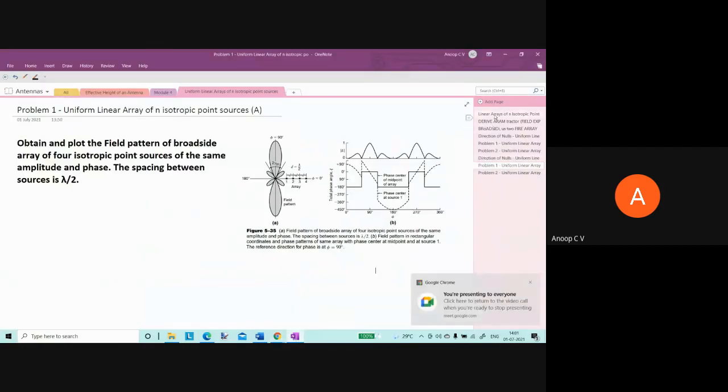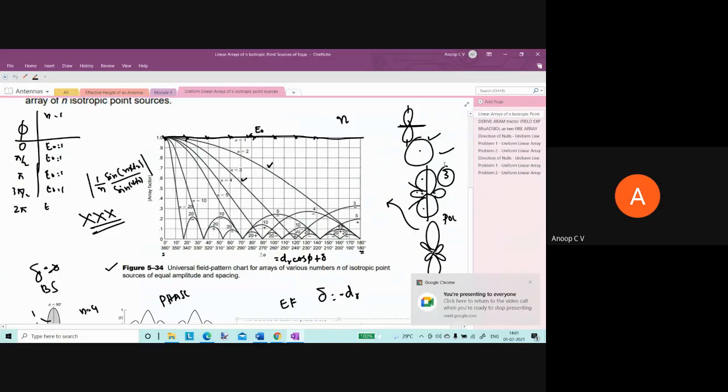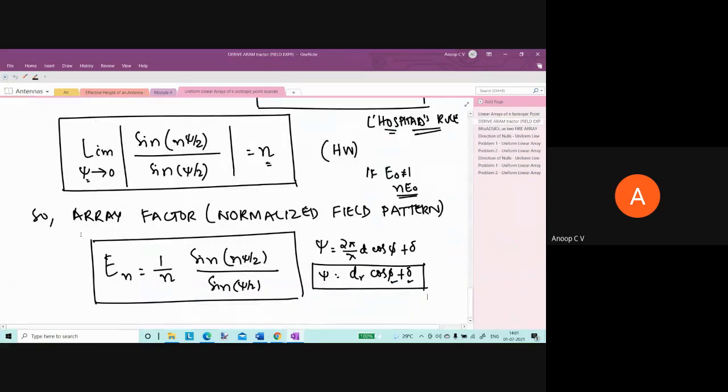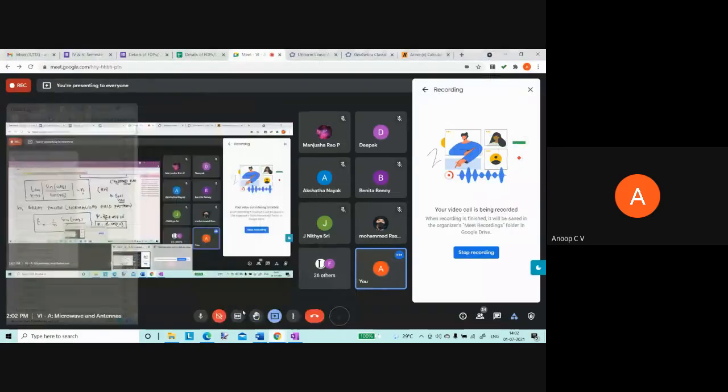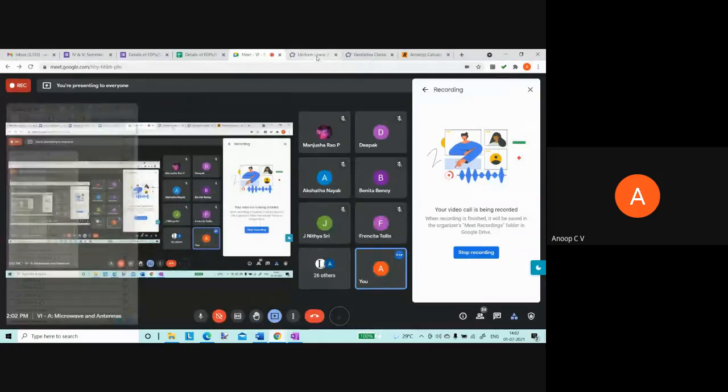So we have been discussing arrays of n isotropic point sources. What we did yesterday is we derived this field pattern. If we have n point sources forming a uniform linear array, then the normalized field pattern, or array factor, is like this. Now I'll show you the simulation for this, while others are joining in.